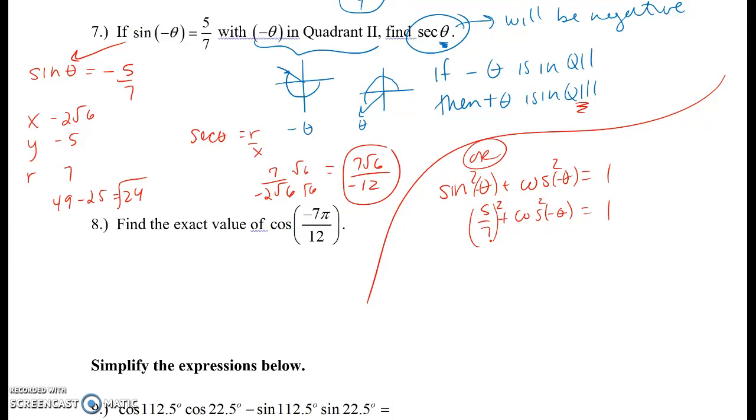Now, in this scenario, we know that cosine of negative theta and cosine of theta are the same because of our negative angle identities. And after solving here, we end up getting that cosine squared theta equals 24 over 49. Therefore, cosine of theta equals 2 root 6 over 7. Because we know it's in quadrant 3, we know it is negative, and then we can find the reciprocal to get our secant. Both of these ways work. I think, however, the way that I did first probably matches more how we've been doing the problems in class this year. Okay, let's go ahead and take a look at number 10.